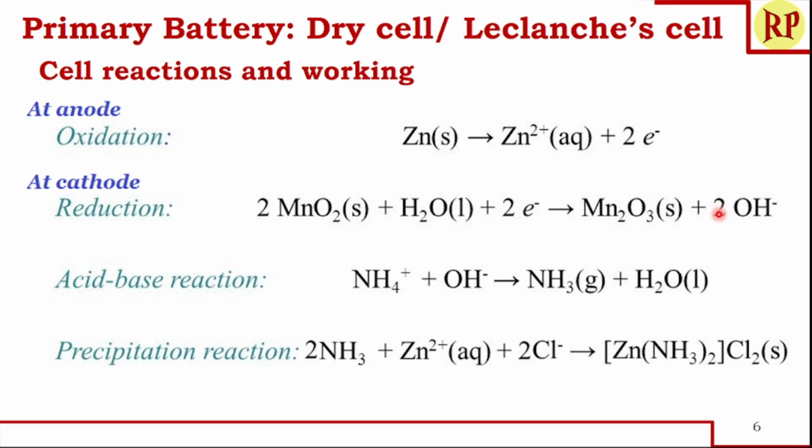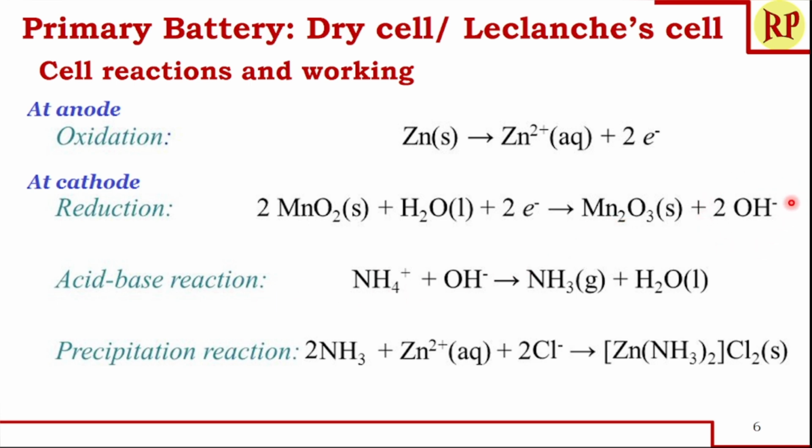Here one important thing is, we all know that manganese is a transition metal, and transition metals are present in various oxidation states. So MnO2 not only forms Mn2O3, it can form various types of manganese oxide. Although for simplicity we are representing this one single reaction, actually we can have many parallel reactions where different types of manganese oxides can form. So it is a complex reaction.